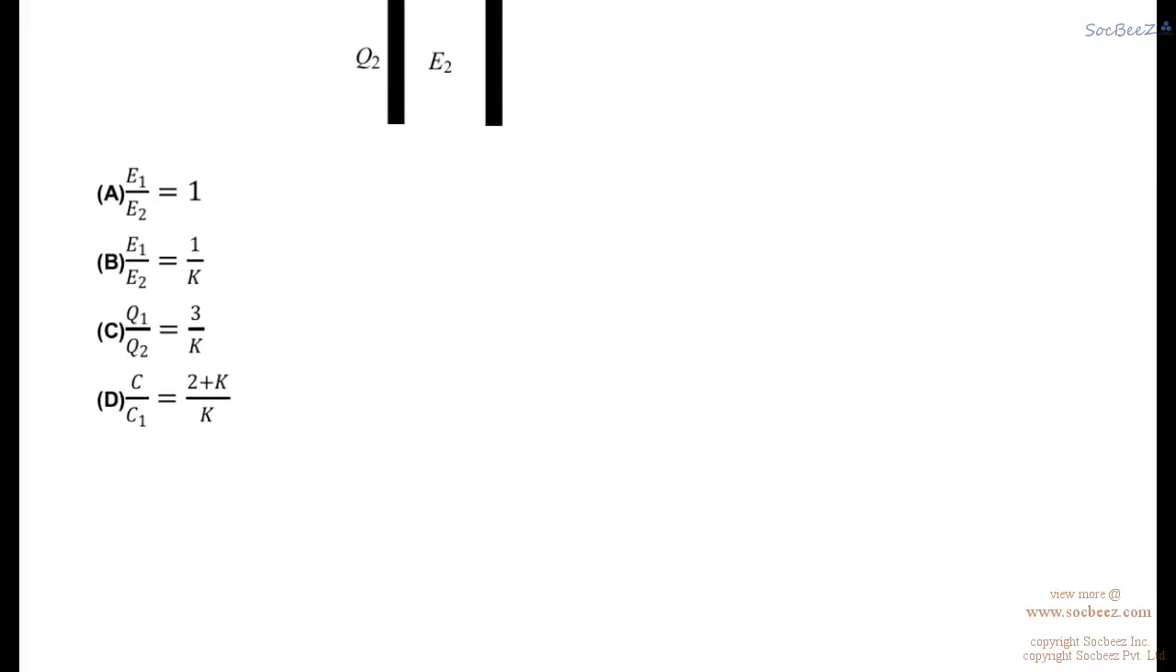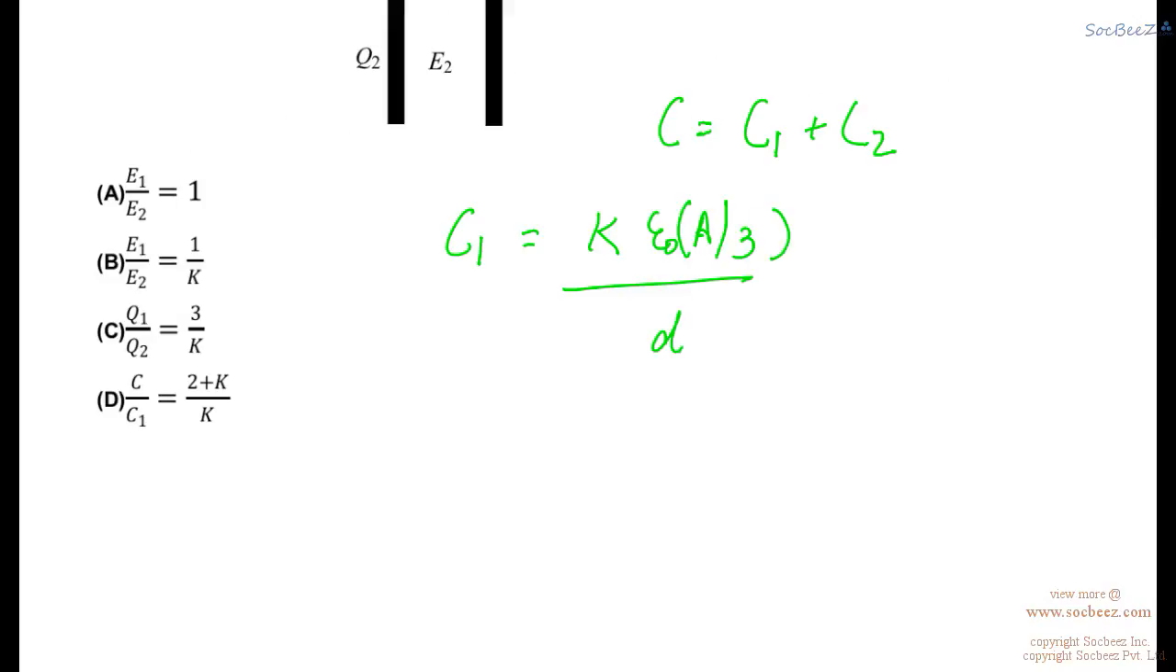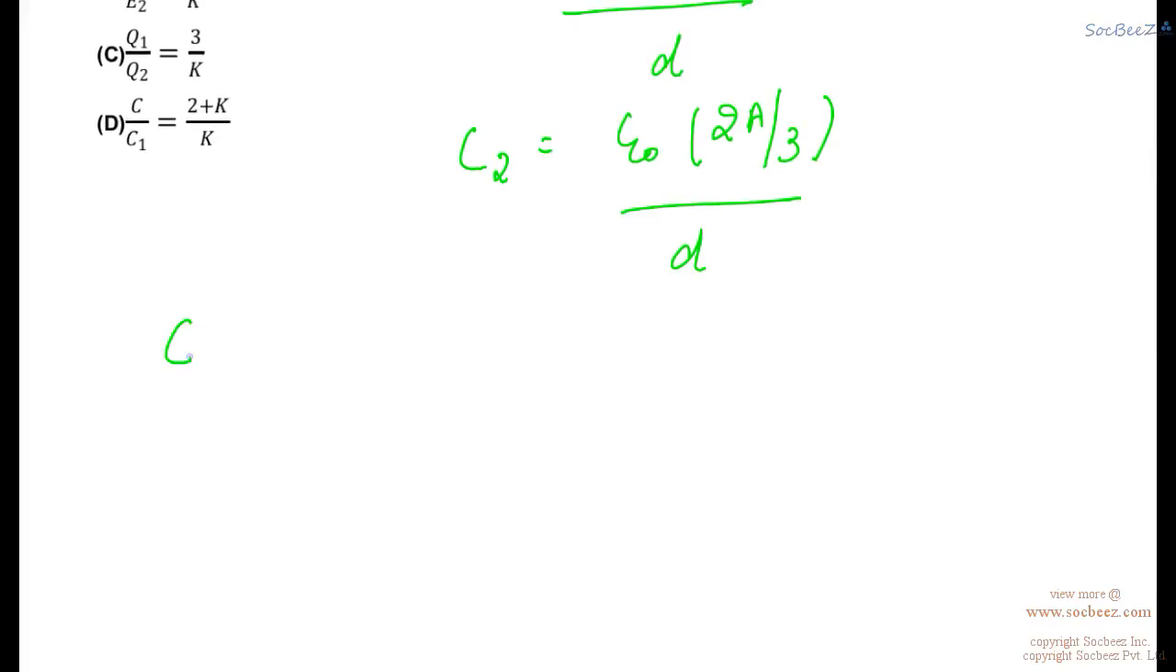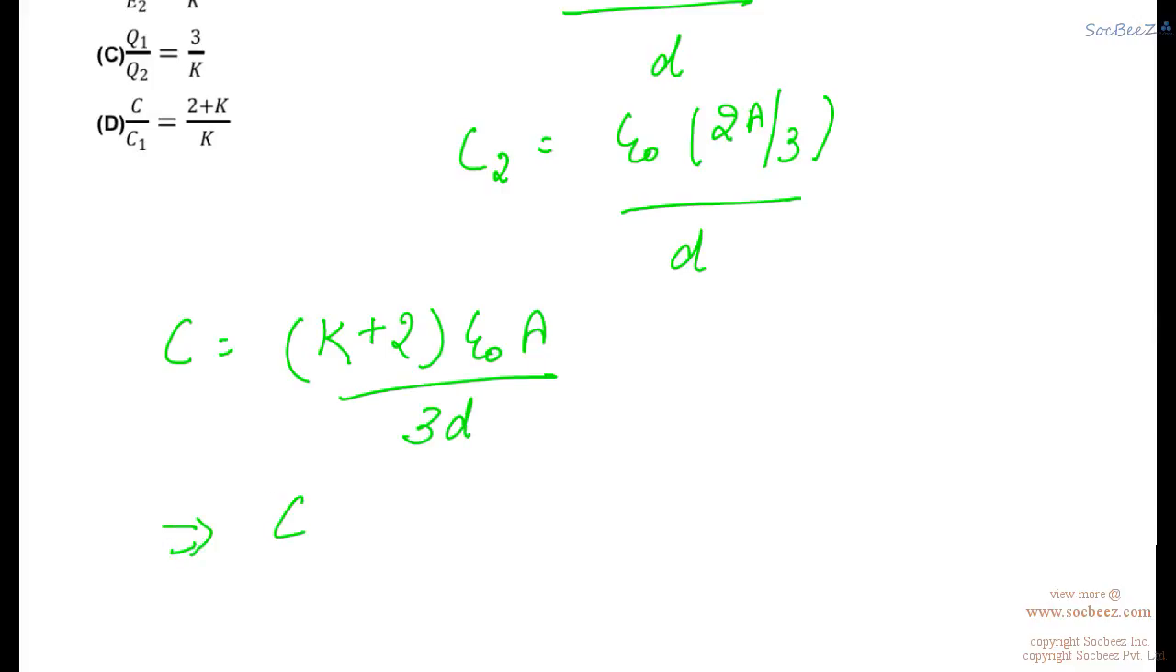Well, here since we know that C equals C1 plus C2, and C1 here is K epsilon naught (A upon 3) divided by d, and C2 here is epsilon naught into (2A upon 3) divided by d. Therefore C comes out to be (K plus 2) into epsilon naught A upon 3d. So from here C upon C1 is (K plus 2) upon K.